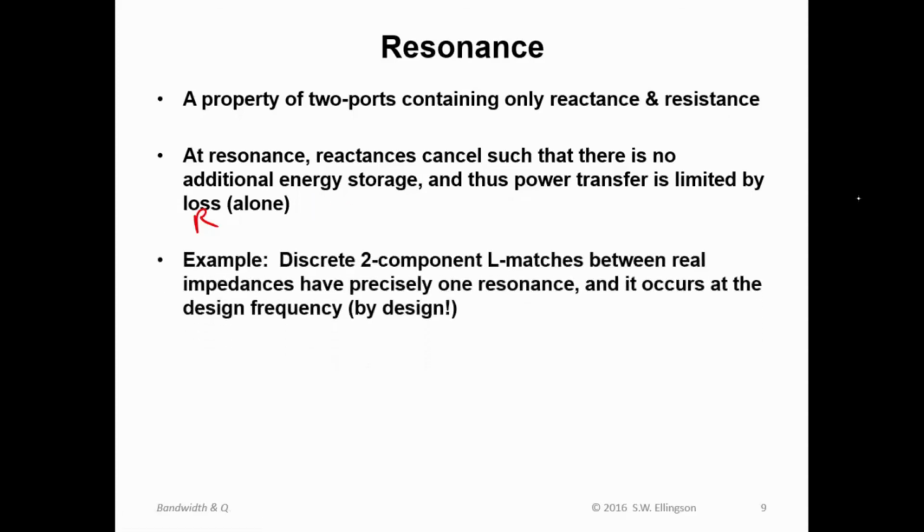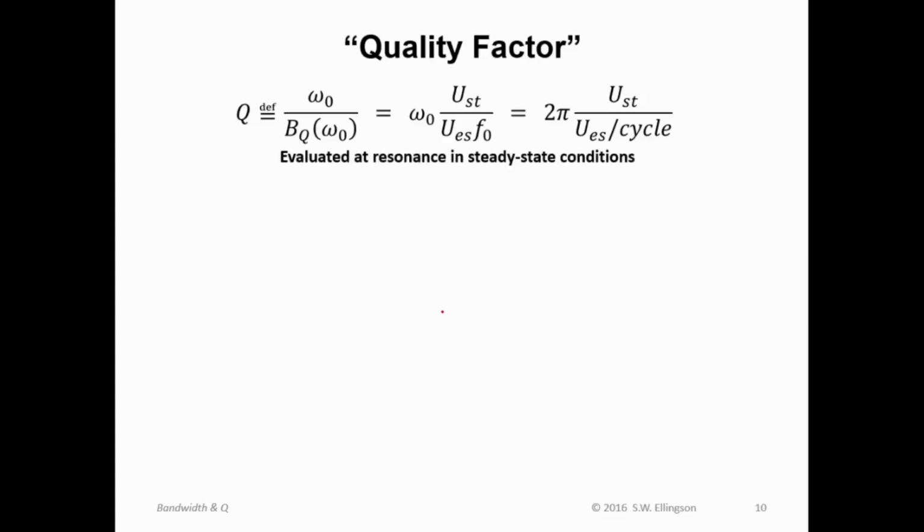So, for example, discrete two-component L-type matches between real impedances, well, those have precisely one resonance, and it occurs at the design frequency, and that is by design. So now we're ready to talk about quality factor. Quality factor is given by the parameter Q.